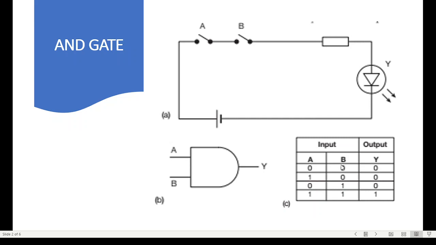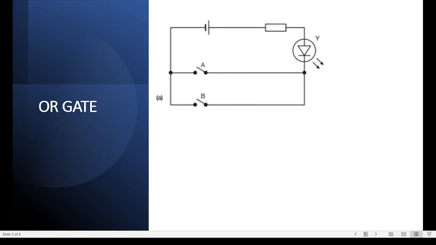The second, you have 4 possibilities. So you put 2 zeros and then you put 2 ones. Alright, so that's it for the AND gate. Now, what about the OR gate? What is an OR gate?